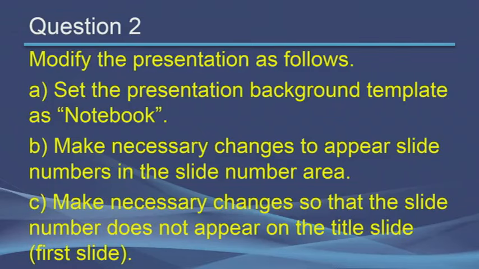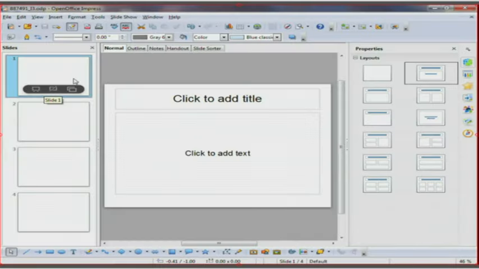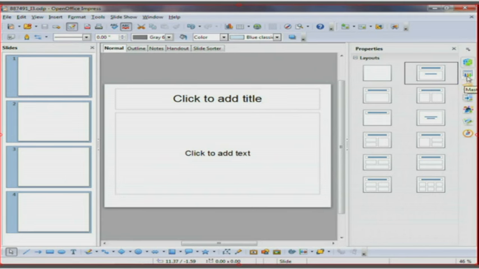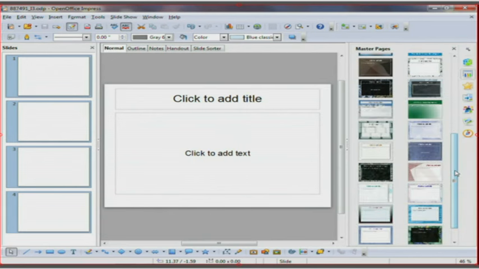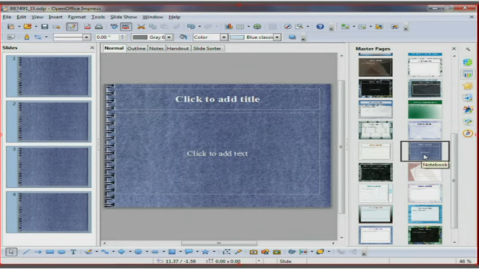Modify the presentation as follows. Set the presentation background template as notebook. For that, you can first press Ctrl A and select all slides. Then you can go to the master page and see that there is a notebook template. You can go through the templates to find the one that says notebook. This is the template that says notebook, and then you can click it and it will be applied to your presentation.